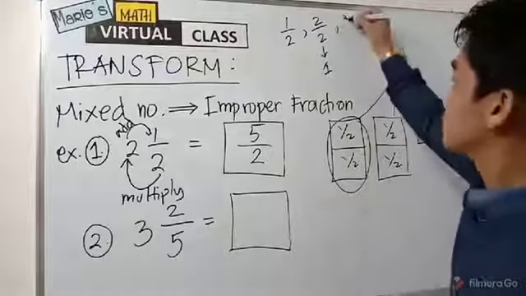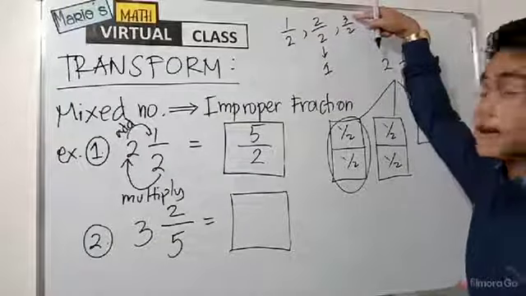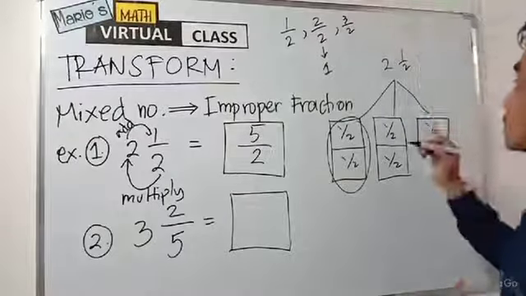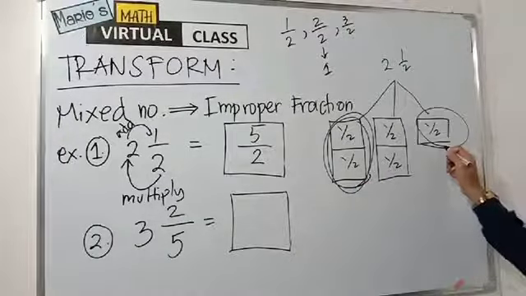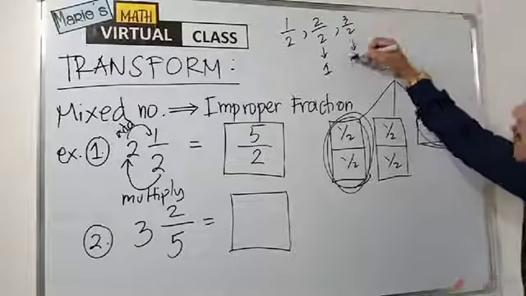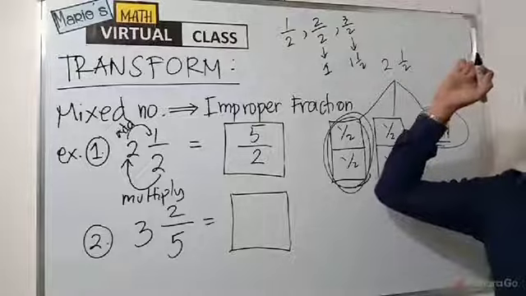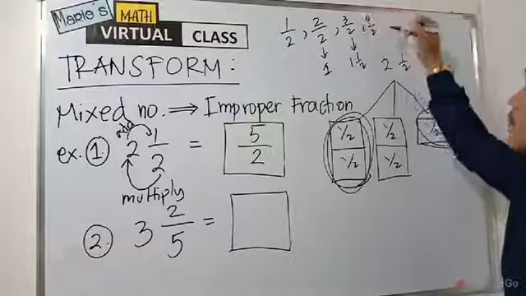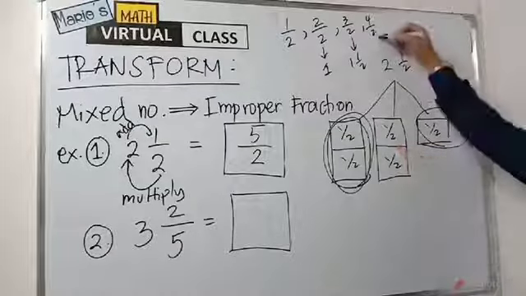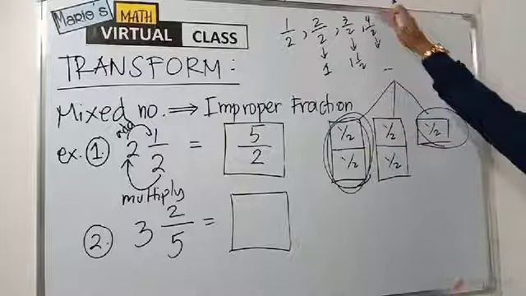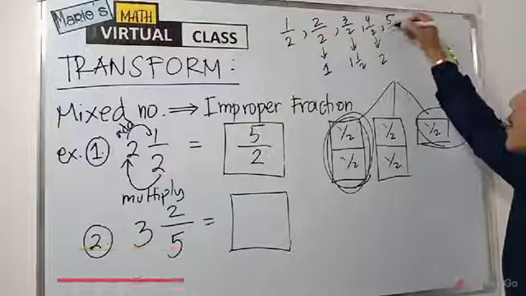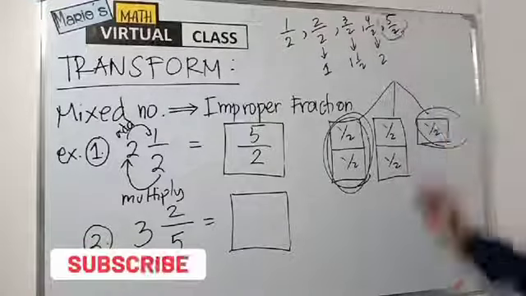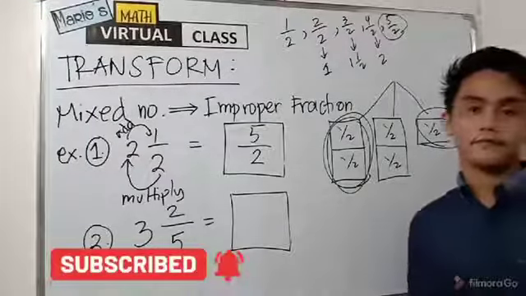And then 3 halves, it means 3 pieces of 1 half. Or if you consider 3 pieces of 1 half, it's like 1 and 1 half. So it could also be written as 1 and 1 half. And then 4 halves, 4 pieces of 1 half, could also be 4 divided by 2, which is 2. And then you have here the 5 halves. Your 5 halves is 5 pieces of 1 half.